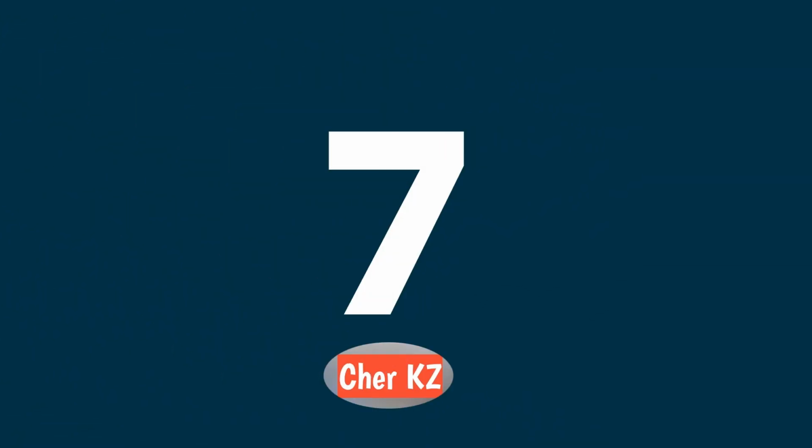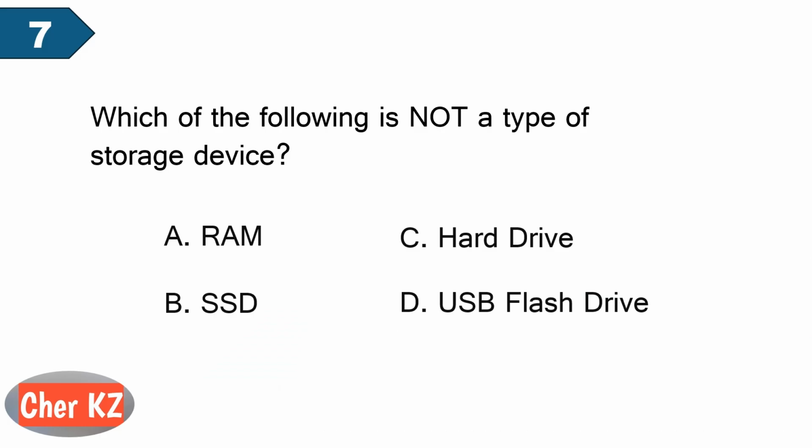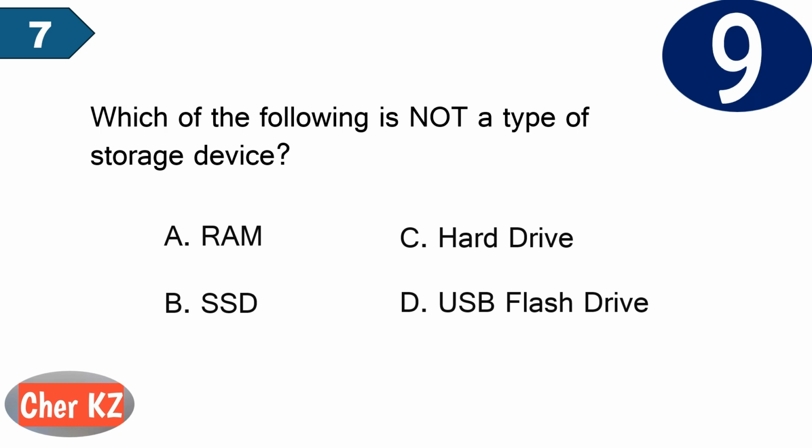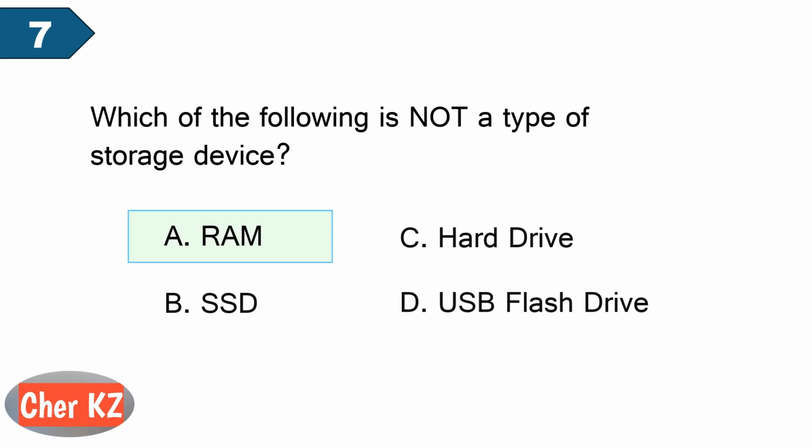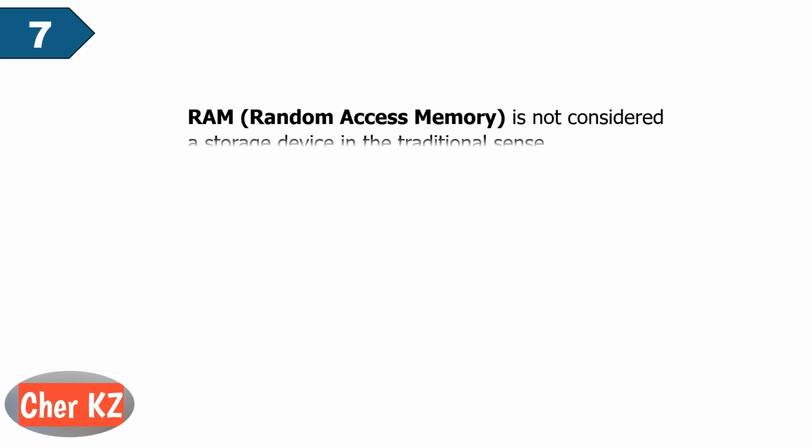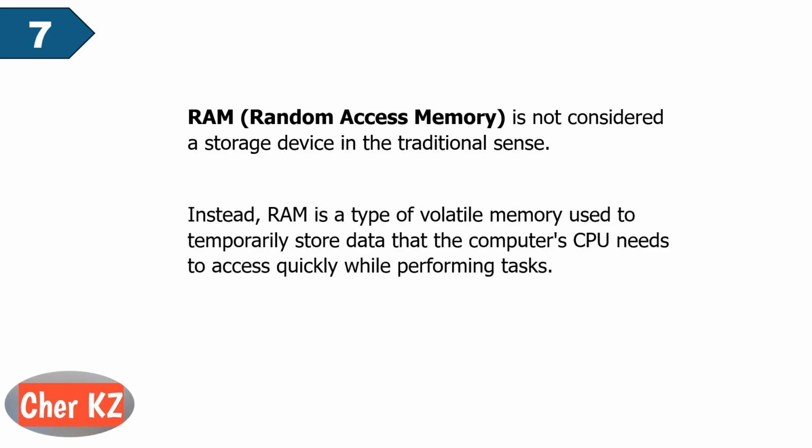Question number 7. Which of the following is not a type of storage device? The correct answer is letter A. RAM. RAM, random access memory, is not considered a storage device in the traditional sense. Instead, RAM is a type of volatile memory used to temporarily store data that the computer's CPU needs to access quickly while performing tasks.